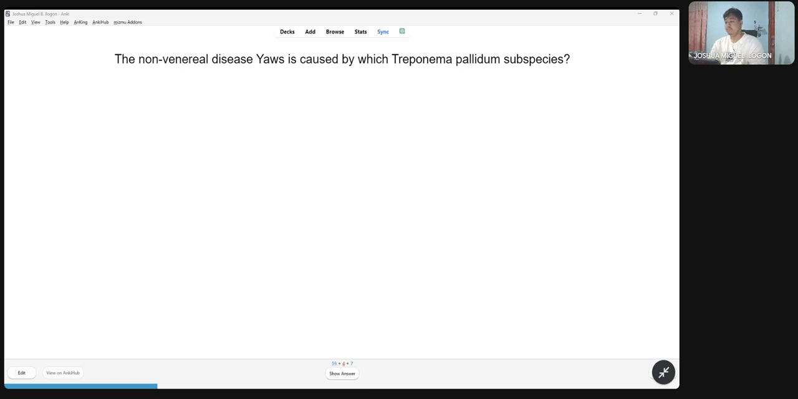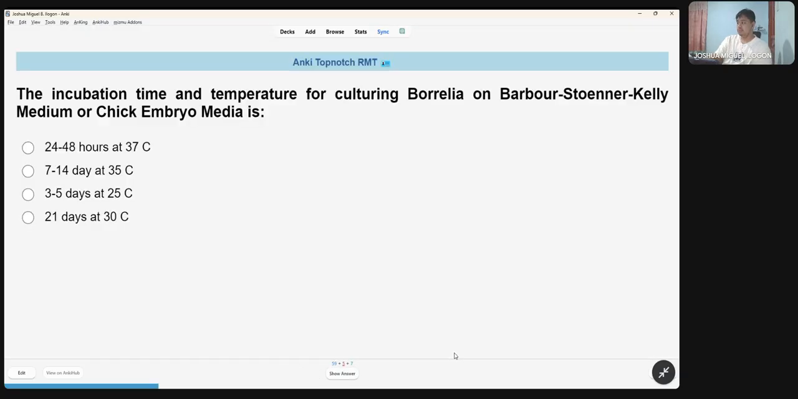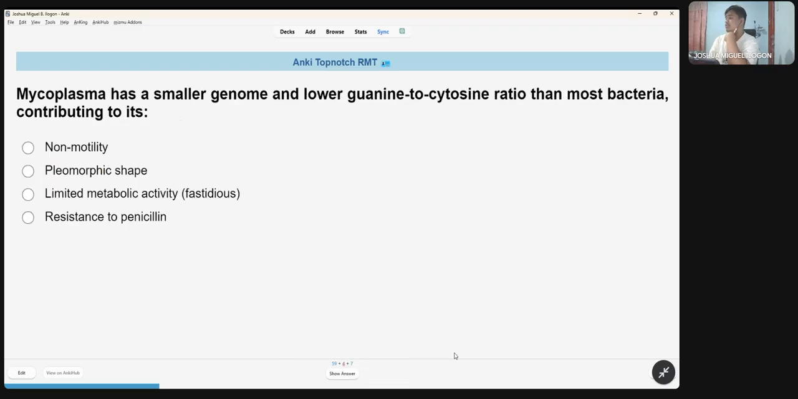Right. What's next? A non-venereal disease, EOS, is caused by Treponema vertignew. Culturing, dark field microscopy. It's 7 to 14 days for the disease.